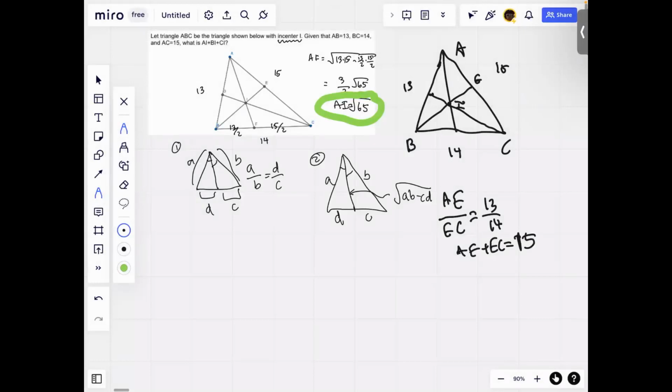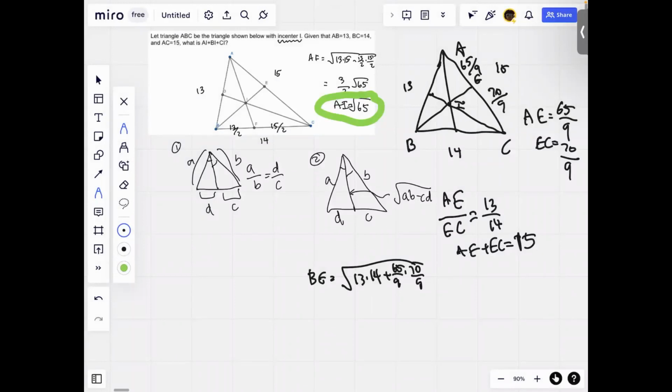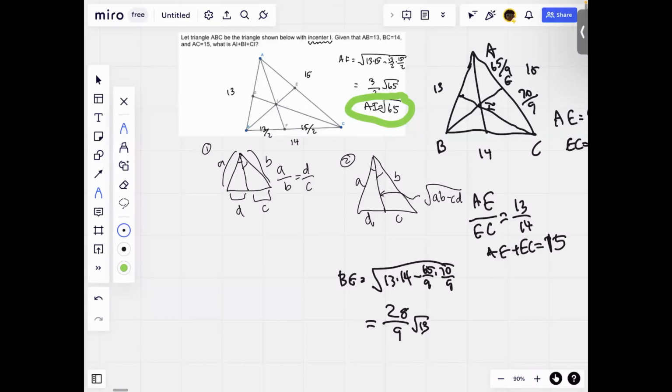So that means that AE is equal to 55 over 9 and EC is equal to 70 over 9. From this in 2 we can get that BE is equal to the square root of 13 times 70 over 9, and this is equal to 28 over 9 square root 13.